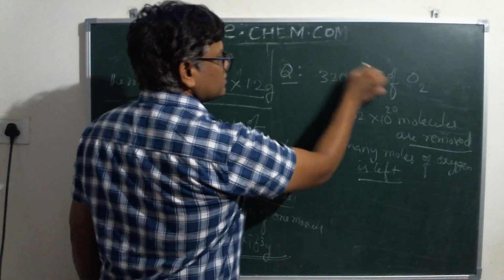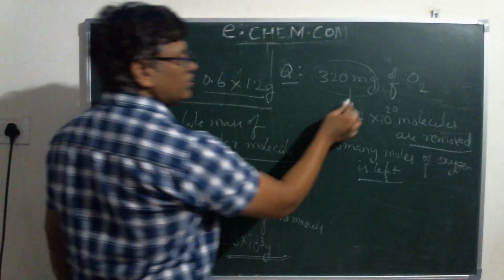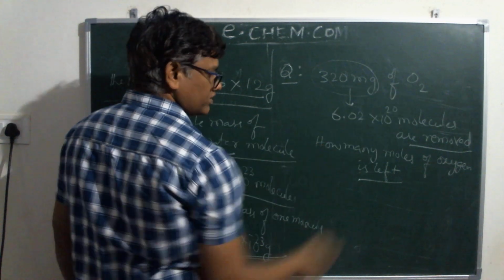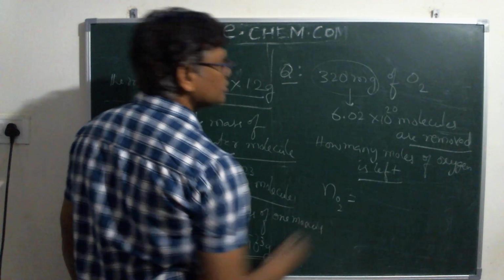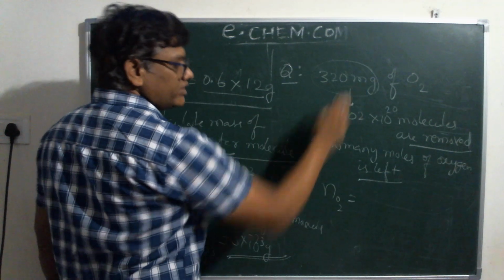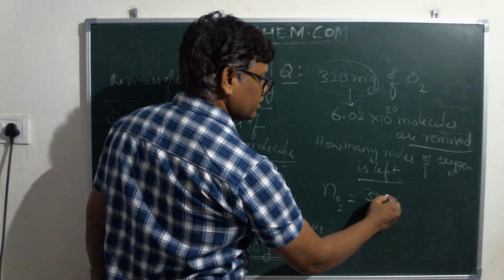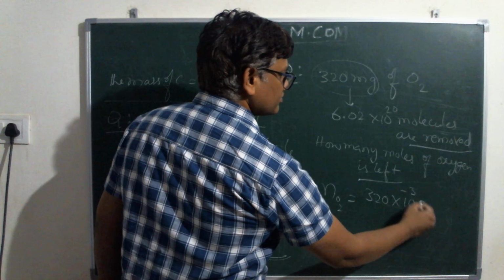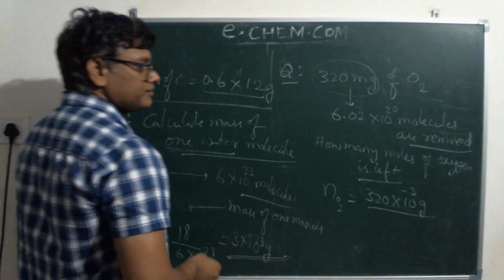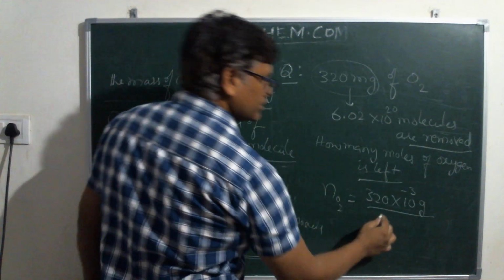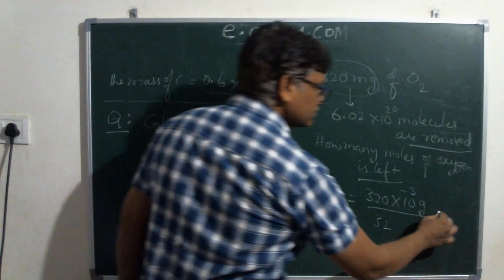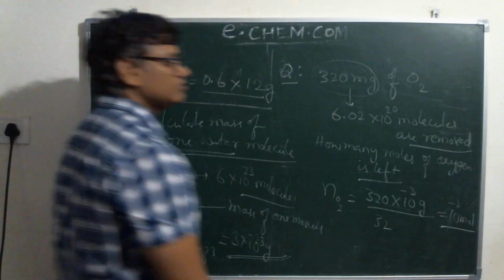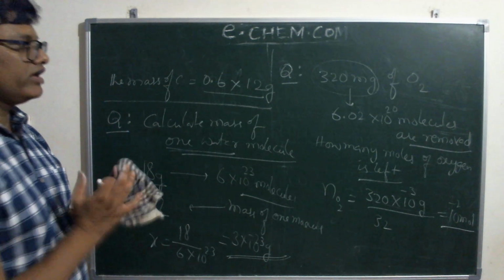Here if they give like this, you convert the given into the number of moles. Here the mass of oxygen is given, so the number of moles of oxygen is equal to: the mass being given in milligrams, so 320 into, I am going to convert it to grams, that is 10 power minus 3 grams divided by the molar mass of oxygen, which is 32. On calculation, you will get 10 power minus 2 mole of oxygen. This many moles we have taken initially.